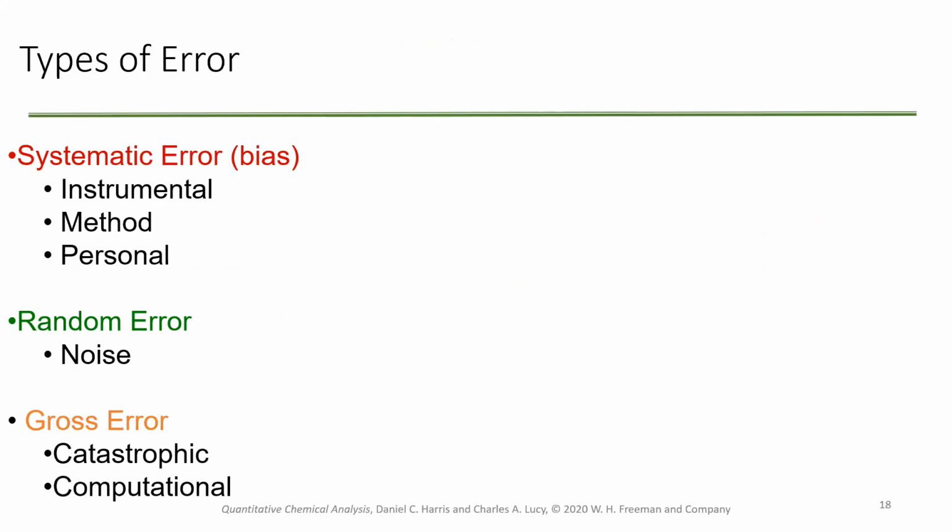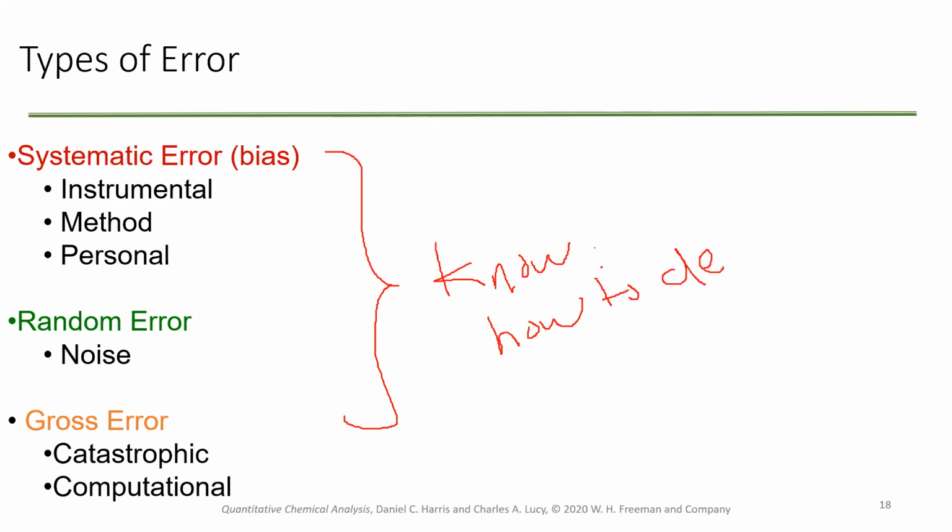You should definitely know these: the different types of error. Systematic error, bias, random error, noise, gross error. Know these and know how to deal with them, and be able to give me an example.